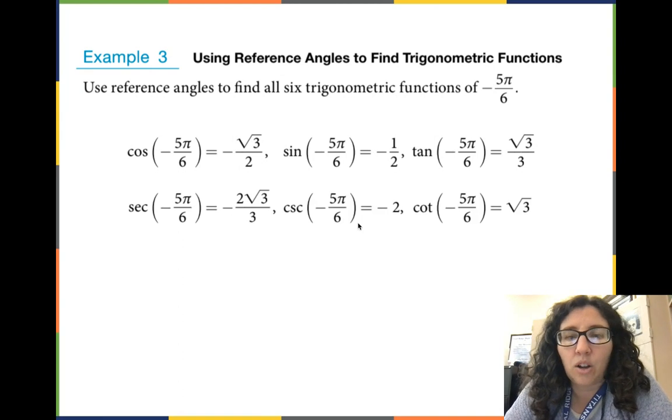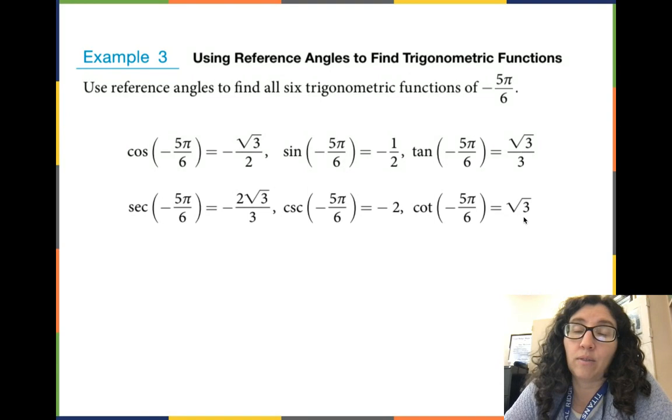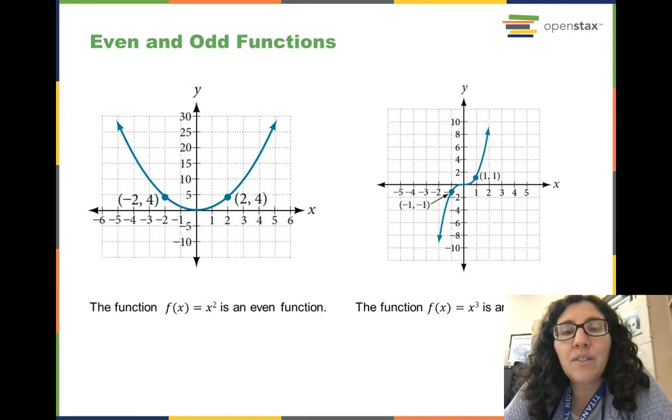All right, secant, cosecant, cotangent, we do the ratios. Okay, it's 1 over this. Secant is 1 over x, so 1 over this, and then rationalize the denominator. Cosecant is 1 over y, so do what's 1 over negative 1/2. And cotangent is 1 over this. When you rationalize the denominator, you're just left with square root of 3. Okay. All right, so let's talk about even and odd functions.